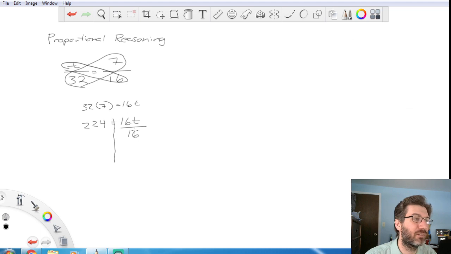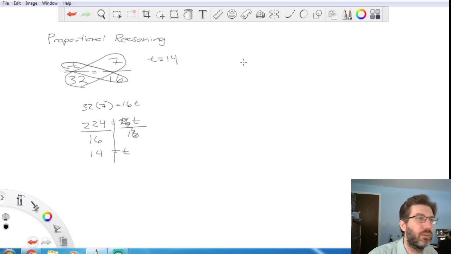But anyways, I'm going to divide this side by 16 to cancel out the 16s. But if I do it to that side, I have to do it on this side. So this leaves you with t. And over here you have 224 divided by 16. So 224 divided by 16 is going to give you 14. So your answer here is t equals 14. And that's going to be true for any problem like this.